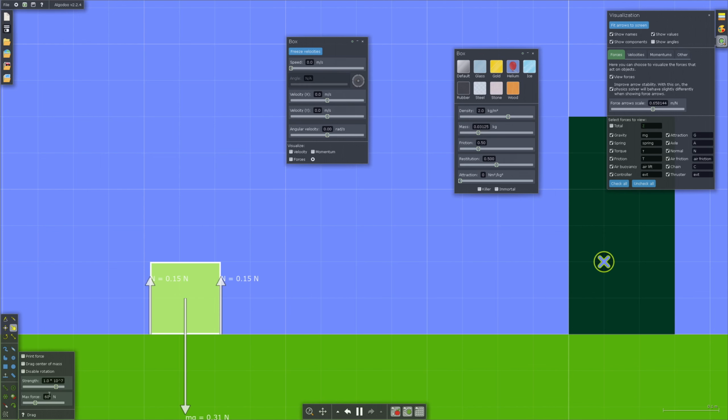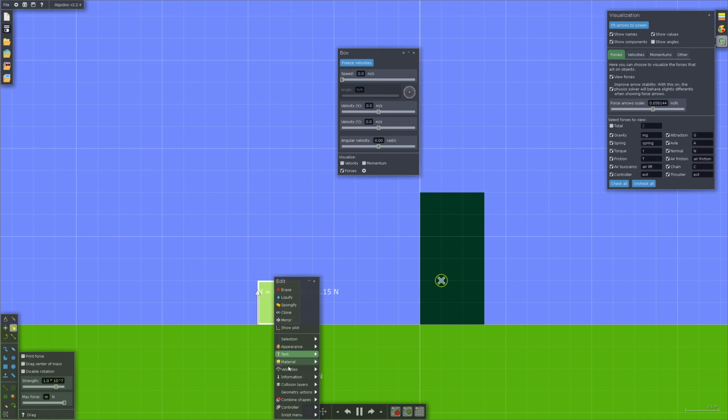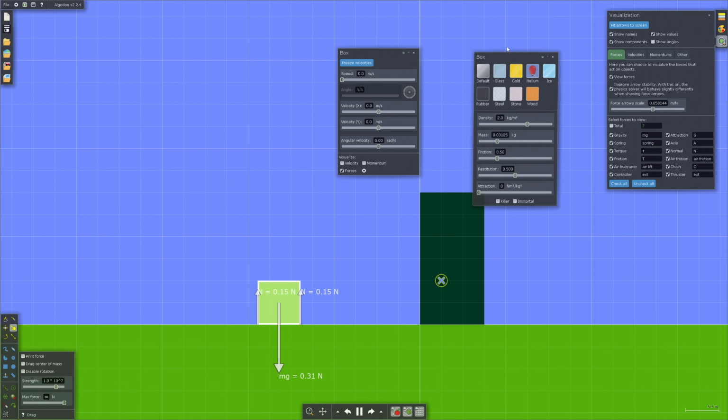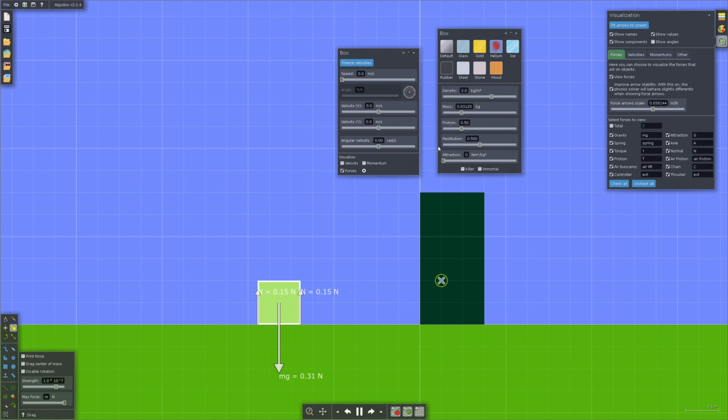So let's visualize the forces. So this is our box. We don't care about this box. So we care about this box instead. Now, as you can see, there is the friction, there is the velocity in x, there is the speed, there is everything that we can find.